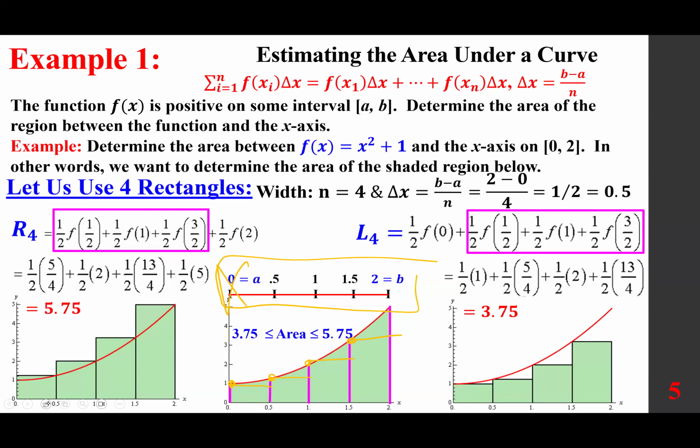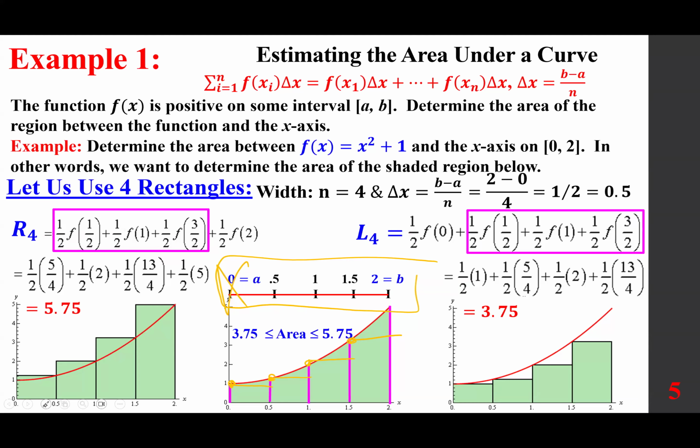Notice f of 0.5 or 1/2, f of 1, f of 1.5 or 3/2, f of 2 is used for R4, but f of 0 is not. So the first one is not used. That's for the right endpoints.